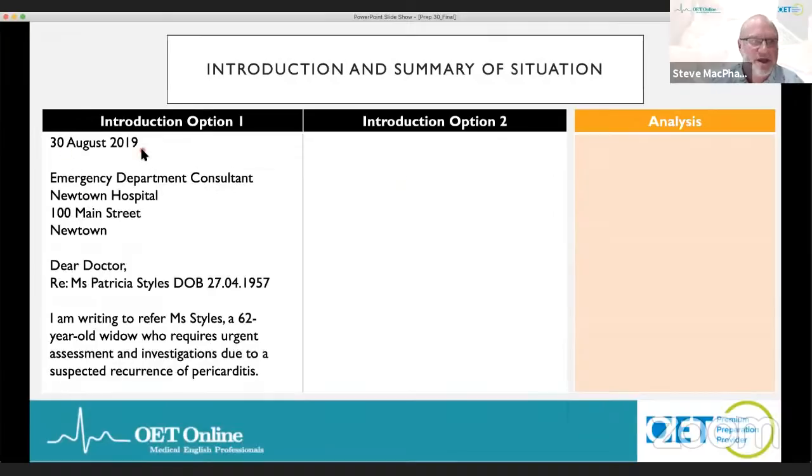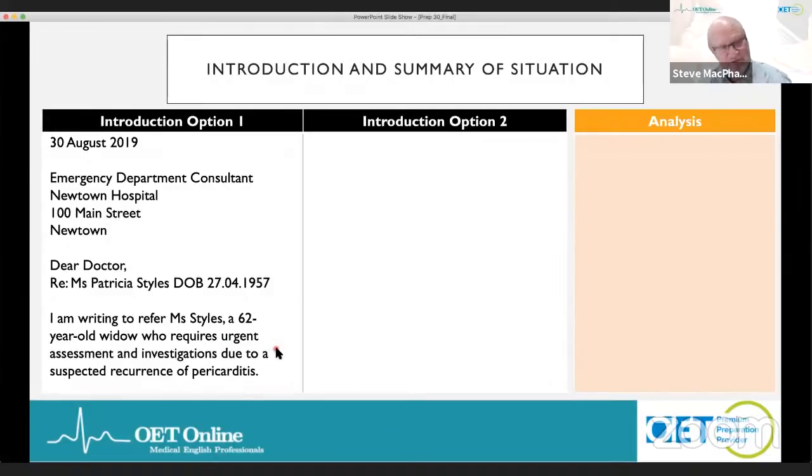So we put our date, who we're writing to, the address all laid out properly. That's copy and paste, everyone. Copy and paste from the task question. Dear Dr. Reed, Miss Patricia Stiles, we've got a date of birth. Okay, so option one, I'm writing to refer Miss Stiles, a 62-year-old widow who requires urgent assessment and investigations due to a suspected recurrence of pericarditis.